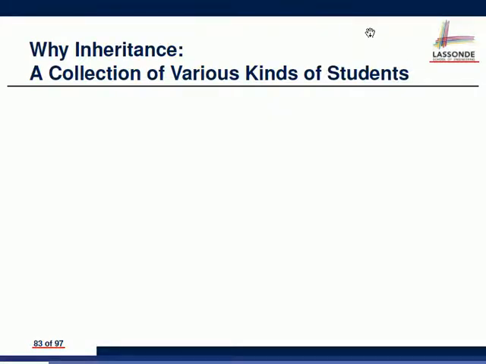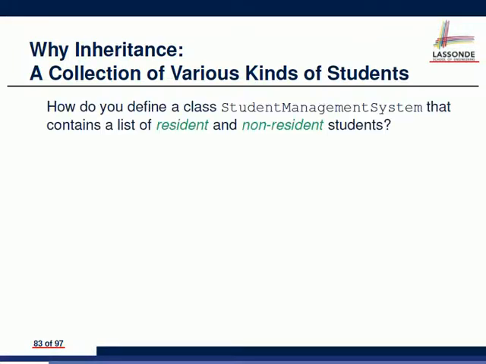One more. Let me just go back here. So why do we need inheritance? Let's go back to where we were about a week ago when we first introduced inheritance. We want to have a collection of different kinds of students. If we did not have inheritance, we would have declared an array for each kind of student, because the resident student class and non-resident student class, without inheritance, have nothing to do with each other. Now that we've got polymorphism and inheritance, everything will work smoothly.